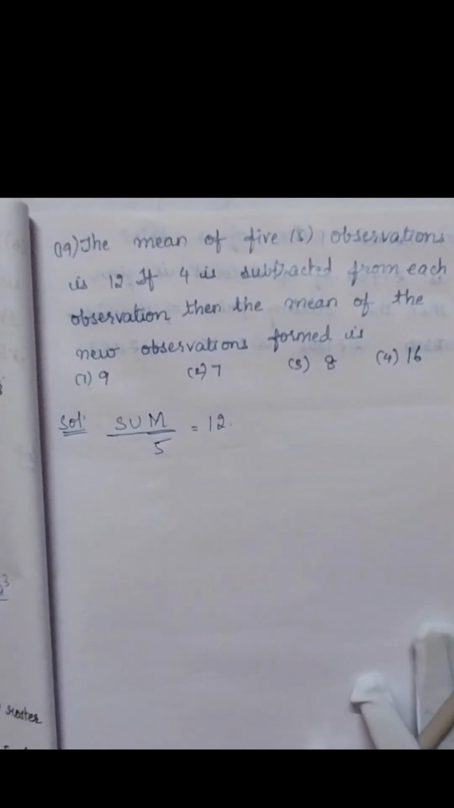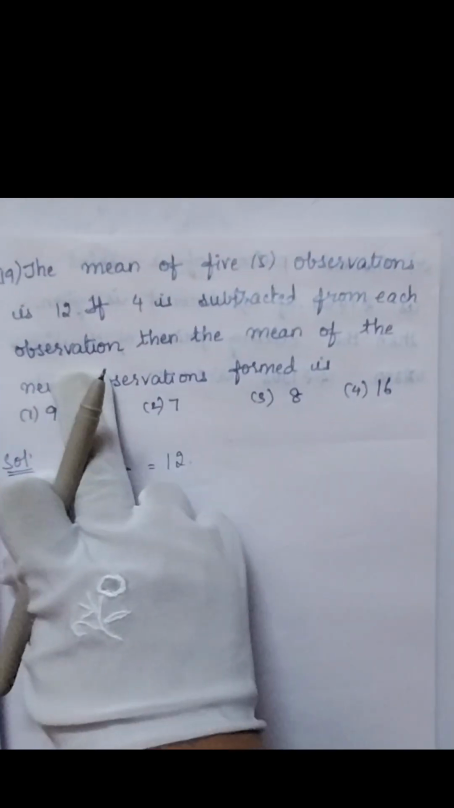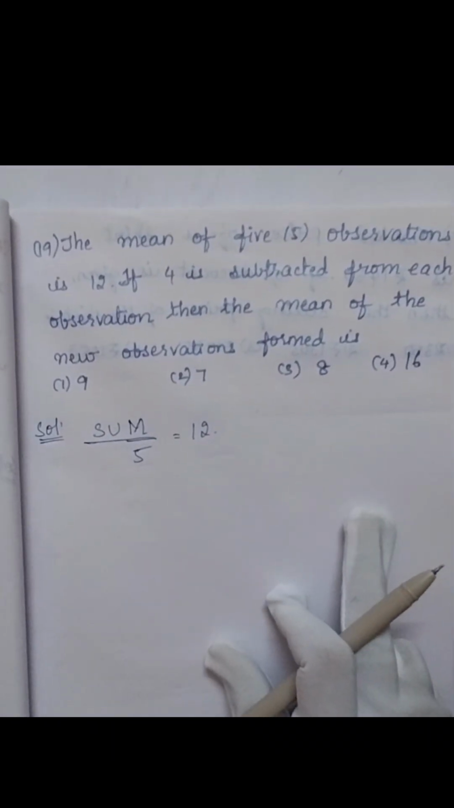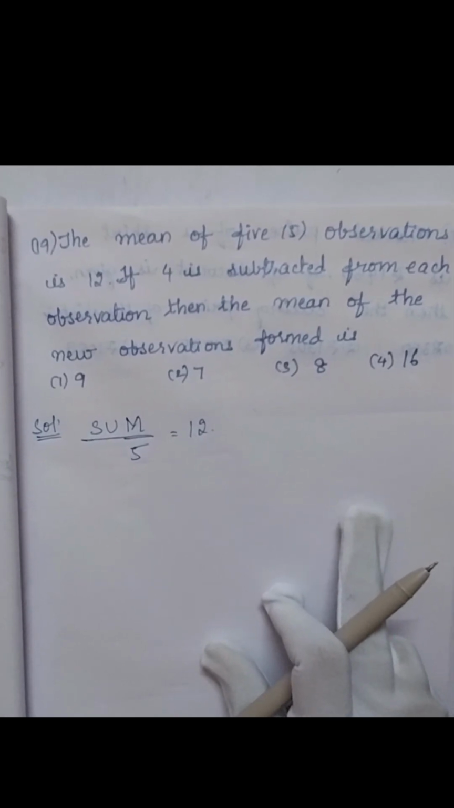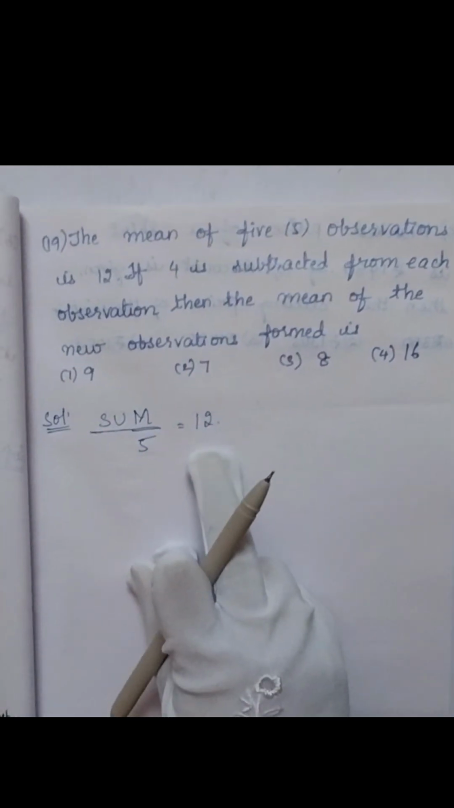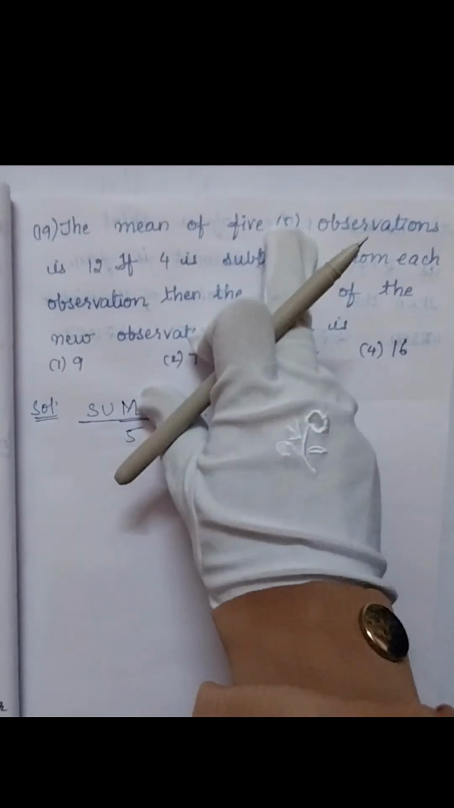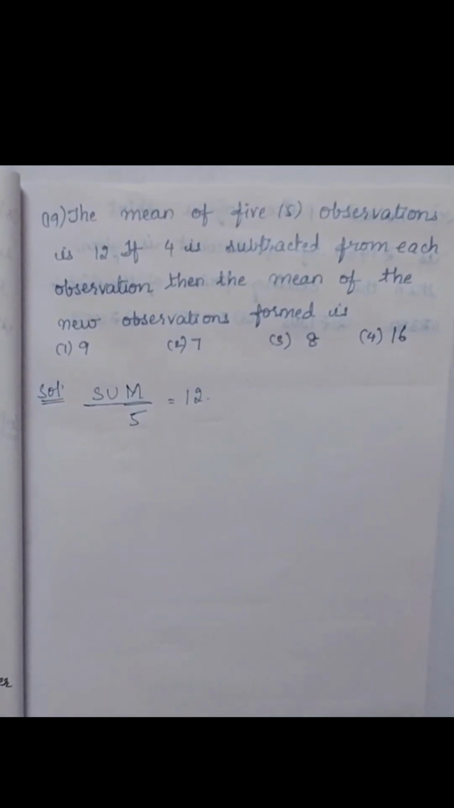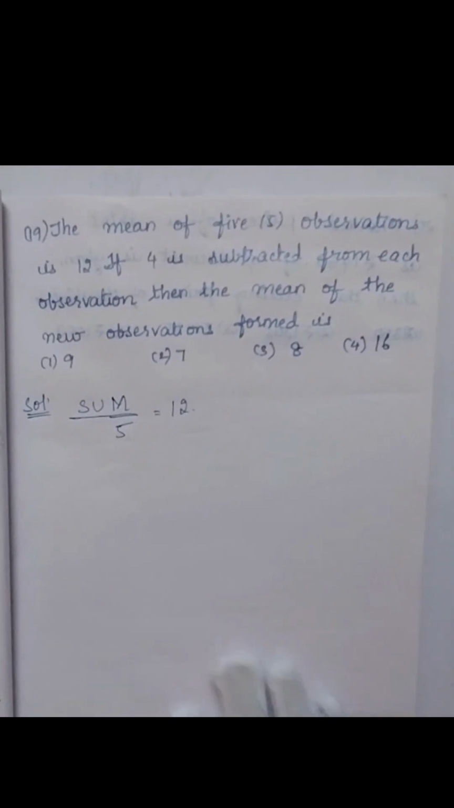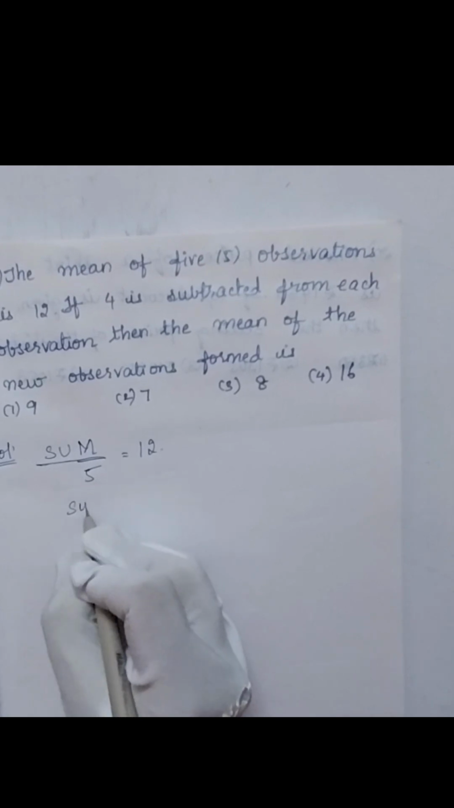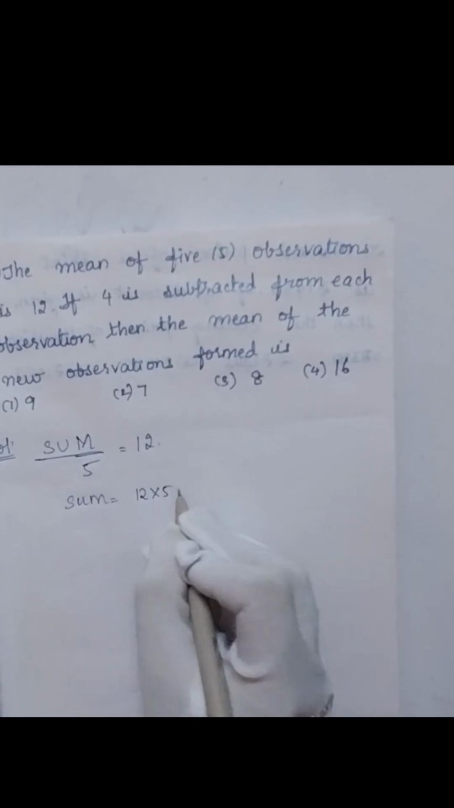The mean of 5 observations is 12. If 4 is subtracted from each observation, then the sum of the new observations formed is. Options are 9, 7, 8, 16. So mean is nothing but the sum of all the observations by total observations. 5 observations, mean is 12. So what is the next statement? If 4 is subtracted from each observation. So total 5 observations are there, so 4 subtracted from each means 1 observation, 2 observation, 3. So total 5 observations, so 20 you have to subtract. Okay. So sum of observations by total number of observations is 12, which is nothing but mean. So sum is how much? 12 fives are, which is nothing but 60.